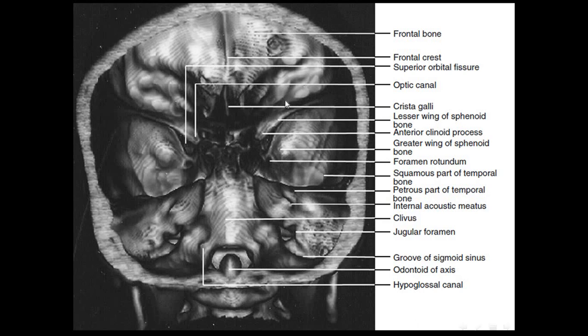So here we can see the frontal bone, the frontal crest, the optic canal, and this is the superior orbital fissure. These are the greater wings of the sphenoid bone, and this is the lesser wings. This is the petrous part of the temporal bone, and this is the internal acoustic meatus, jugular foramen. This is the groove for sigmoid sinus, and this is the odontoid process or the dens. This is the hypoglossal canal.